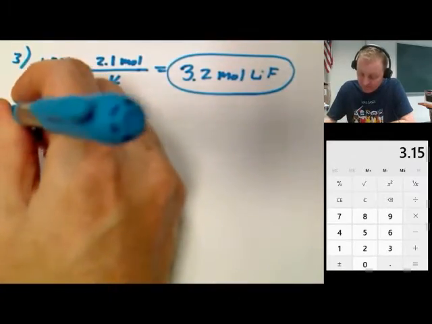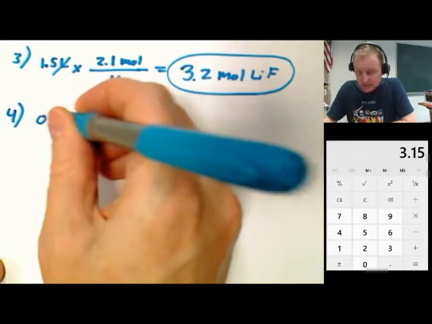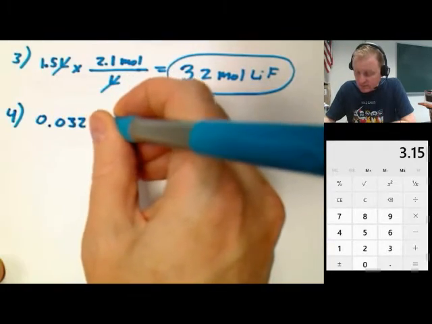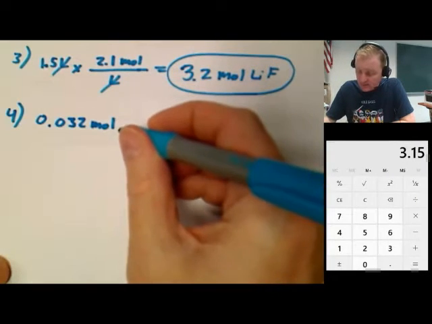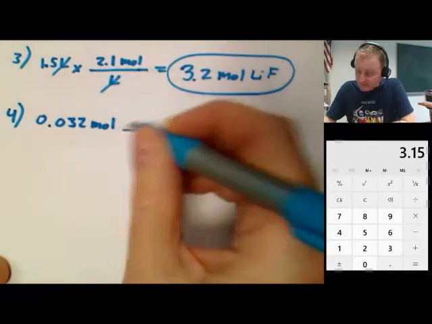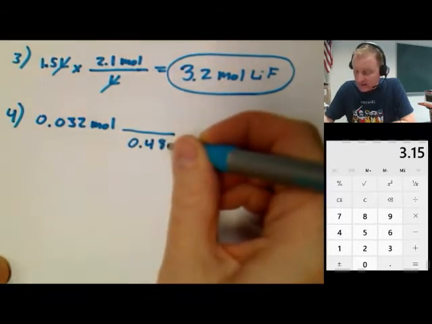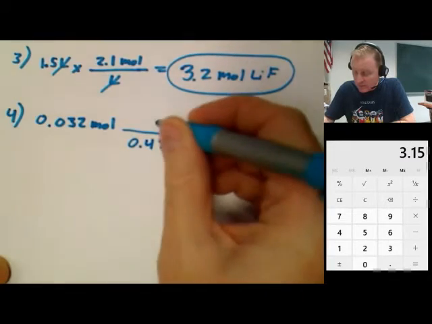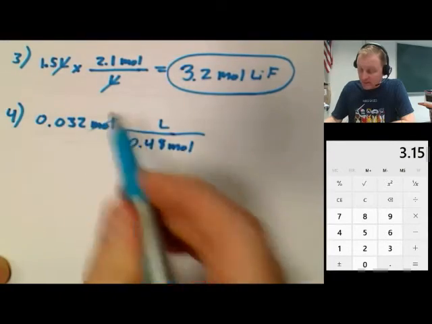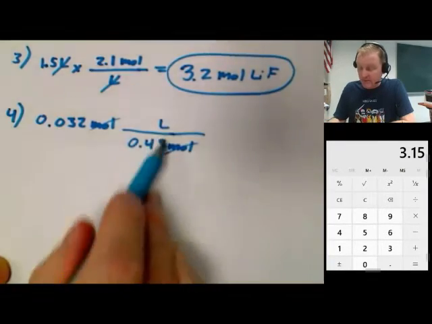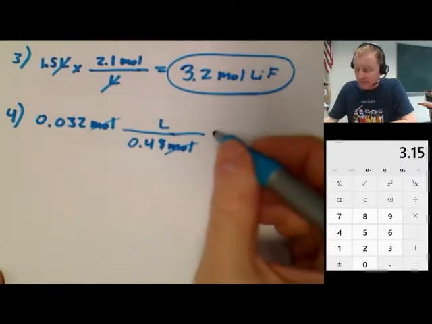So number 4, I'm going to say I have 0.032 moles of potassium bromide, and I know that the molarity is 0.48 moles per liter. See, I inverted it this time because I had moles and I want to get rid of moles. So I inverted my molarity, just like we do with molar mass or what we do in stoichiometry.